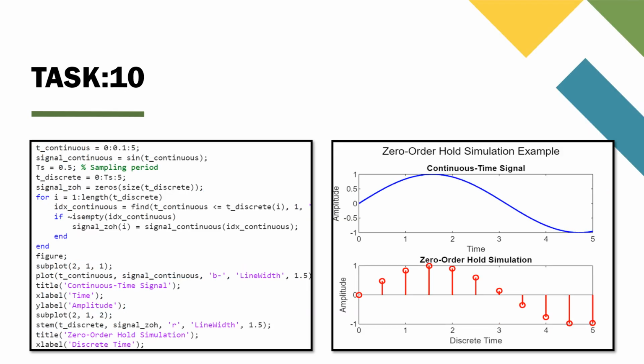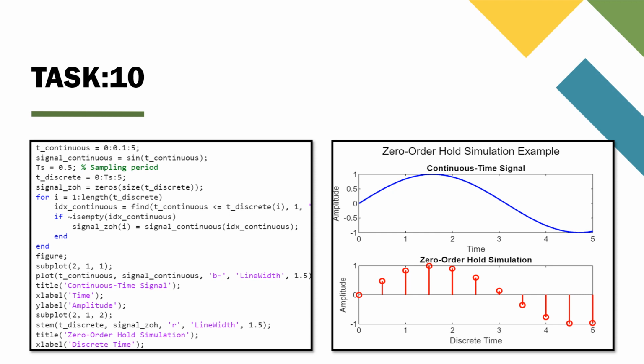In task 10, we are required to have a zero order hold simulation. T continuous and signal continuous define a continuous time signal and its corresponding time vector. Ts specifies a sampling period for the discrete time signal. T discrete defines the discrete time instances based on the sampling period. Signal zero order hold initializes an array for the zero order hold simulation. The for loop iterates over each discrete time instance.